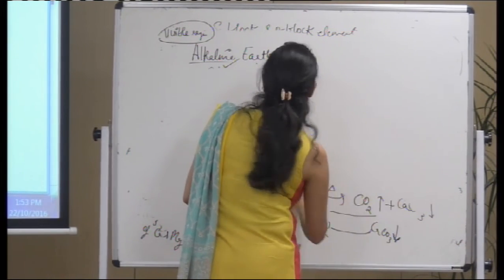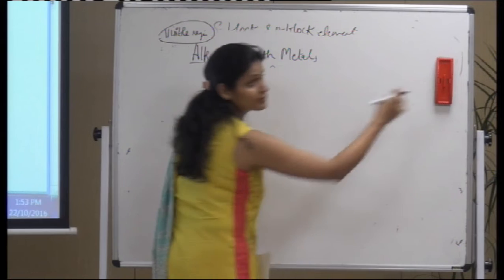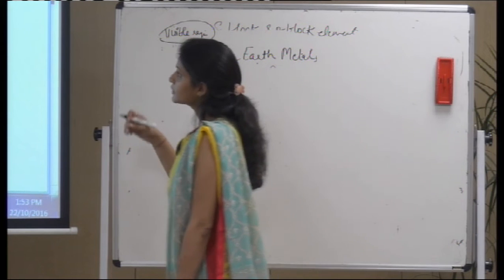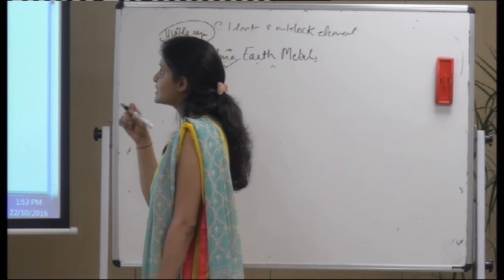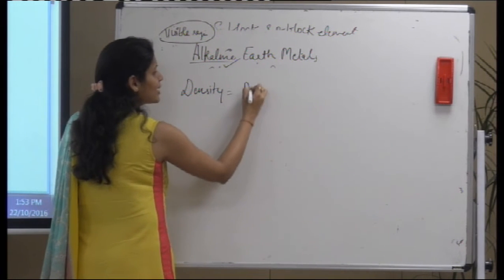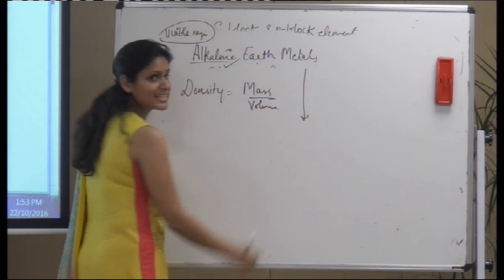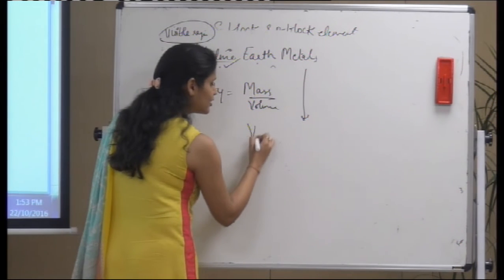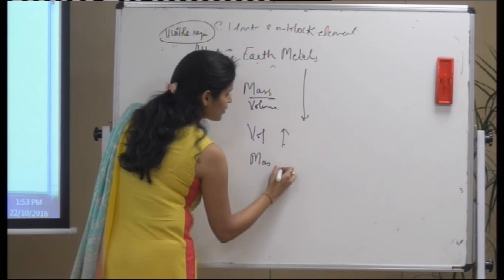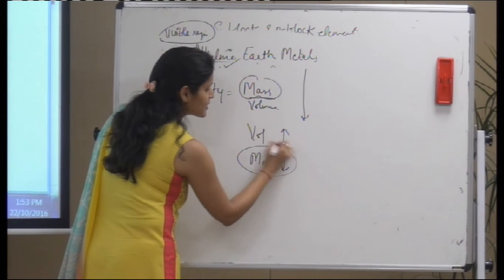So this was the reaction with oxygen. Other reaction would be with... okay. This is the question: how does the density decrease down the group? What is density? Density is mass over volume. So if I am saying that down the group the density is decreasing, that means either the volume is increasing or mass is decreasing. I am not taking mass here, since I know that the volume is increasing.